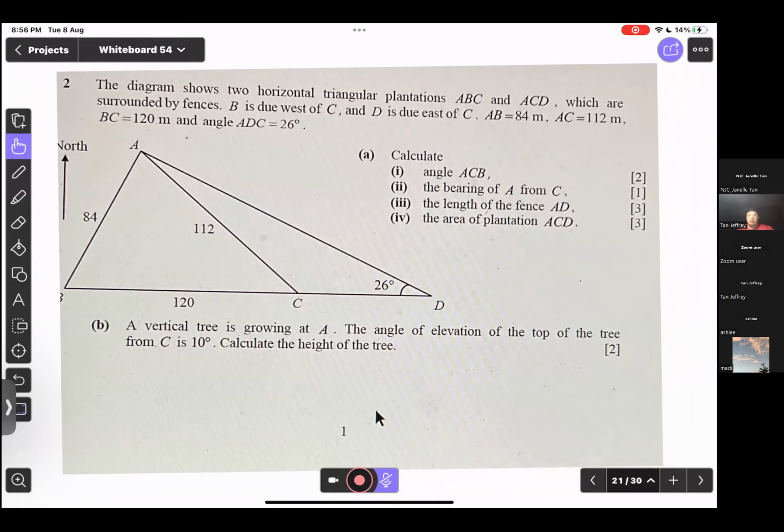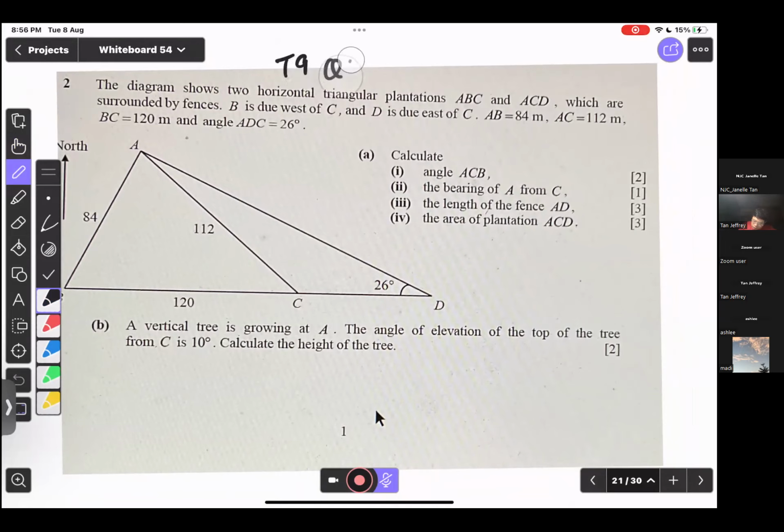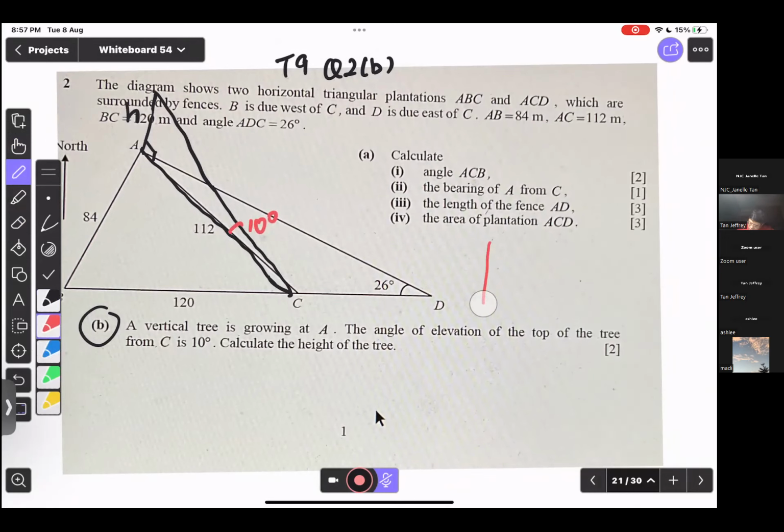Okay, so this one is topic 9, question 2B. You see the vertical tree is growing at A. Imagine at A there's a tree. I call it the height of the tree. You draw like this, so that is a 90-degree vertical tree. This angle of elevation is 10 degrees. If you look at this triangle here, this is the height, this is 112, this is 10 degrees.